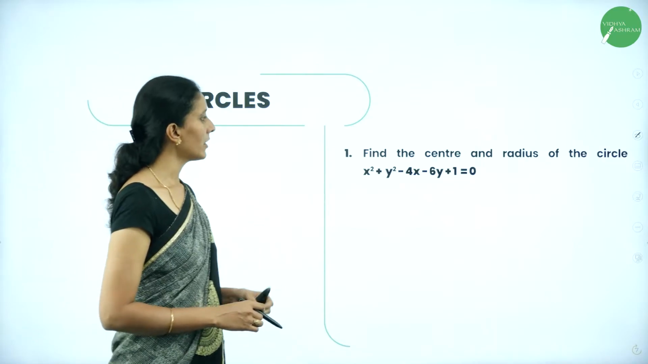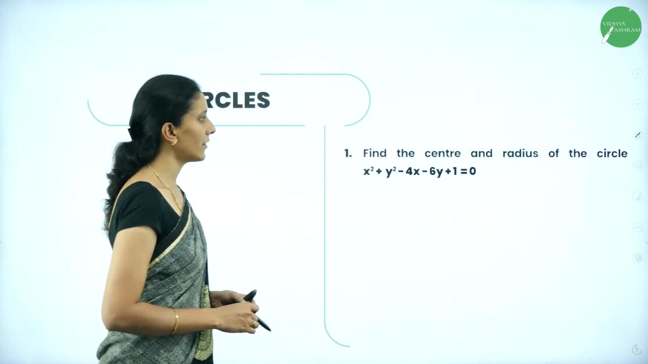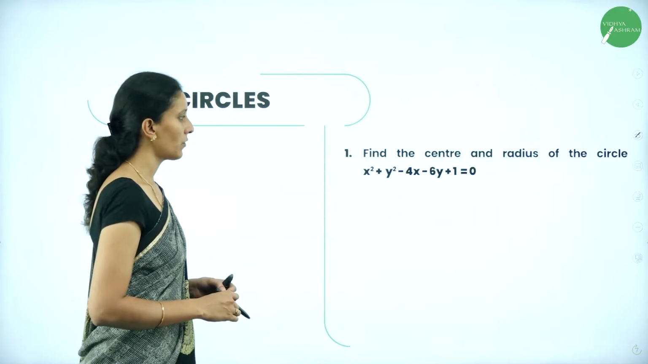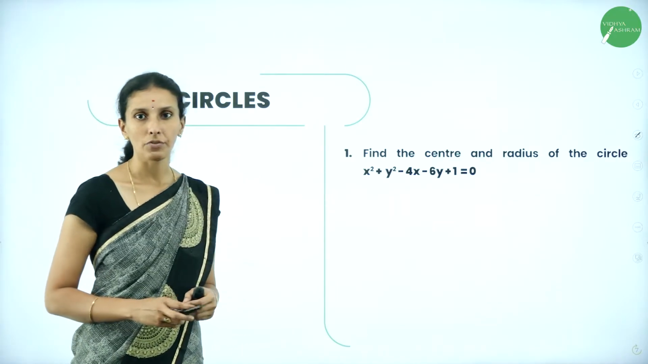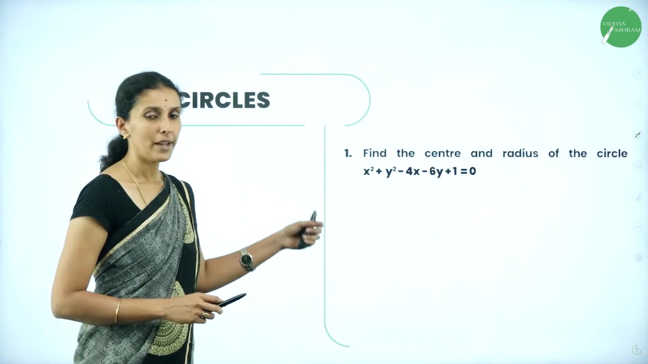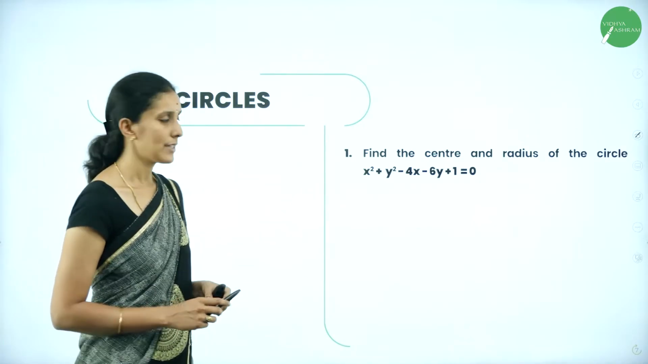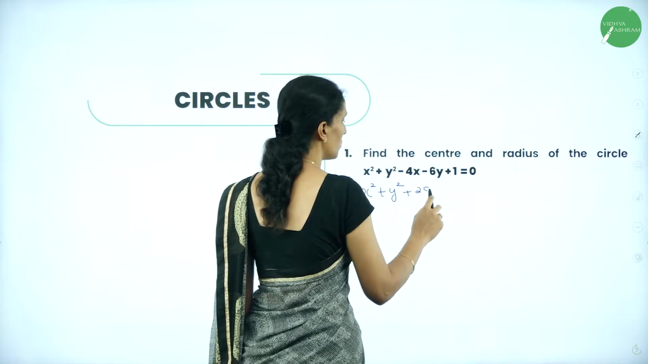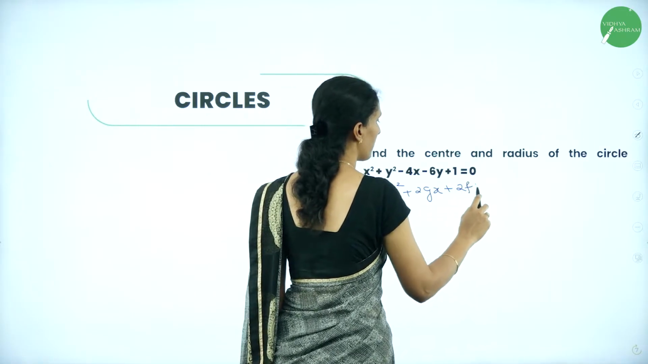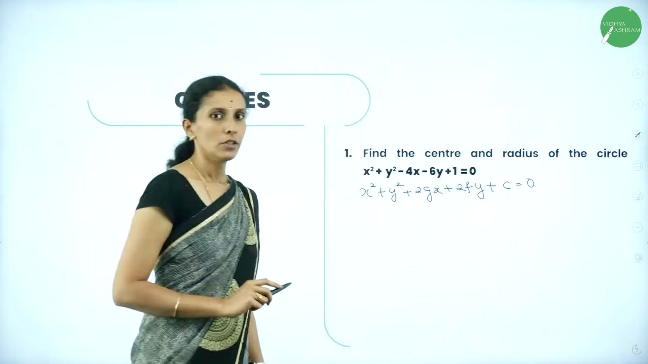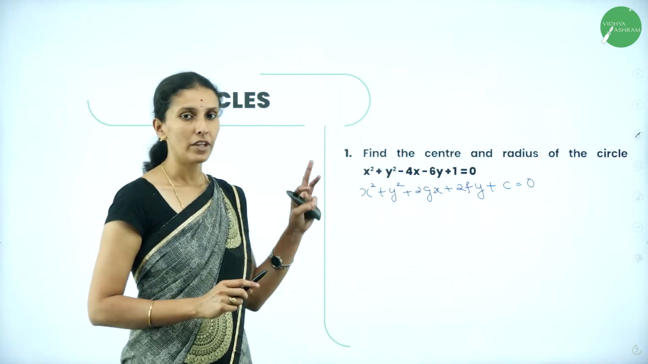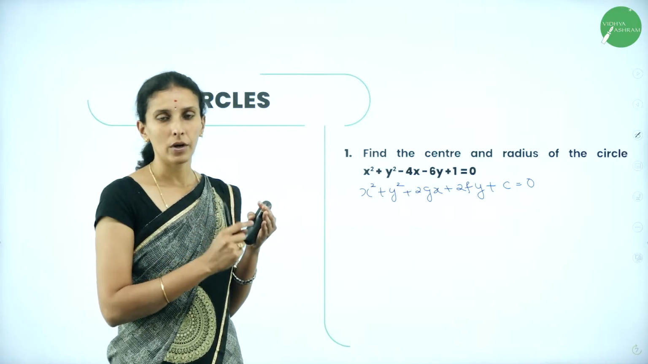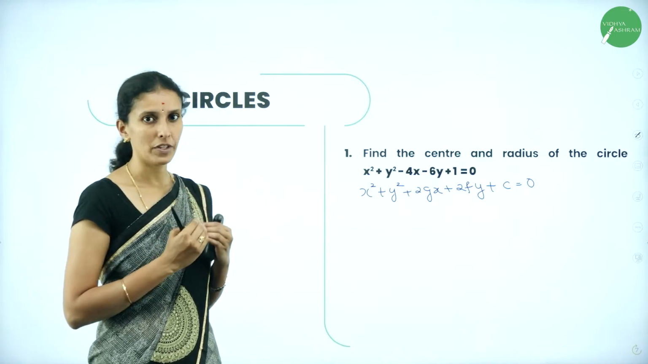Next, let us see the problems. Find the center and radius of the circle x² + y² − 4x − 6y + 1 = 0. So compare this to the standard form of the circle, that is x² + y² + 2gx + 2fy + c = 0. So whatever you need, you have three factors here: g, f and c. That is what you require to find the center and radius of the circle.